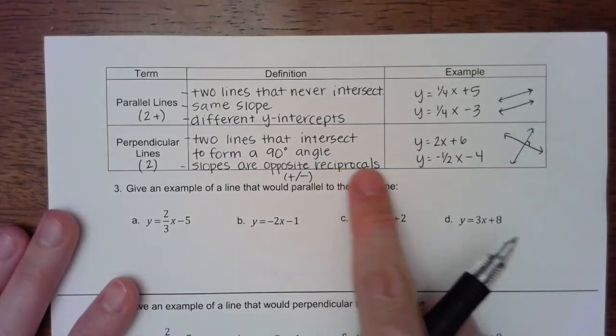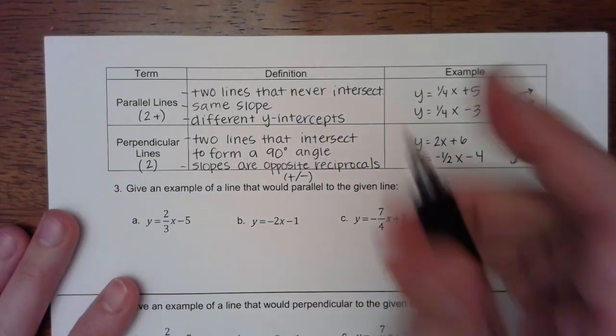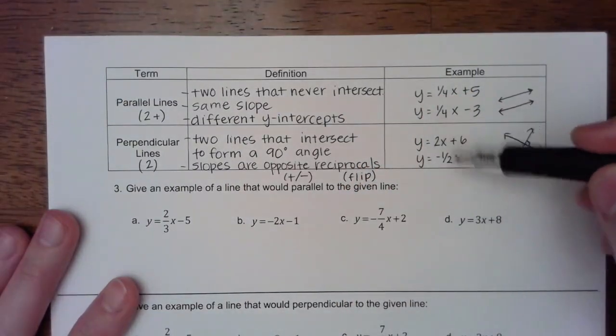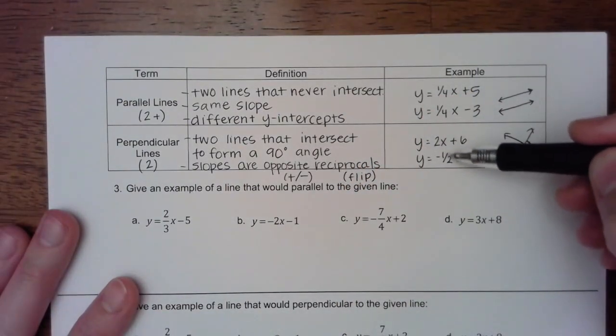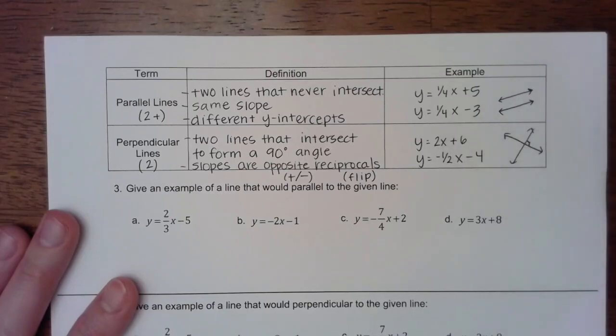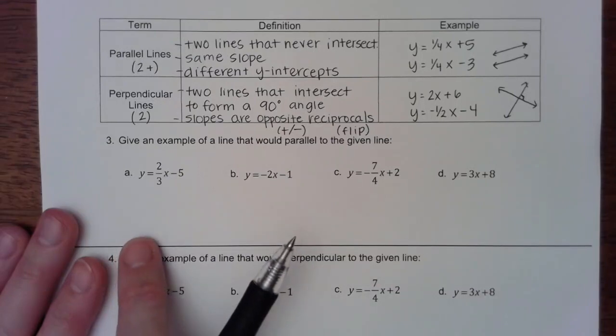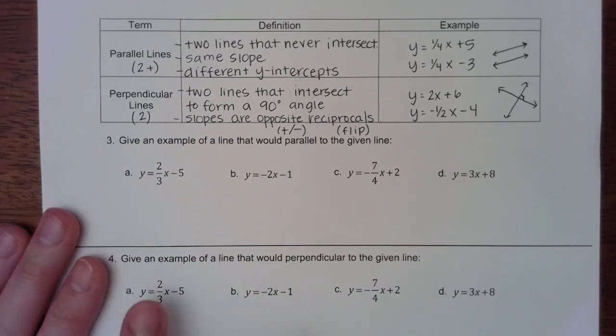But then the word reciprocal is a word that you might not have seen before. So underneath reciprocal, I want you to write the word flip. So one of them has to be flipped upside down from the other one. If you flip 1/2 upside down, you get 2/1, which would just be written as 2. In example number 4, we get to practice that.